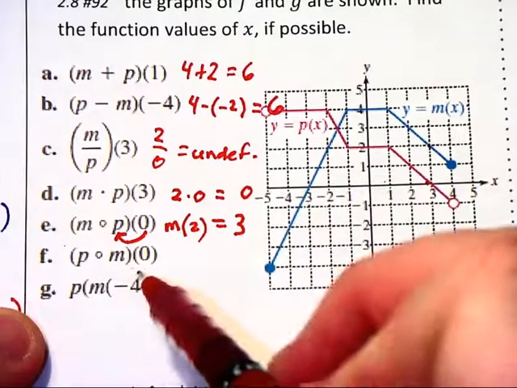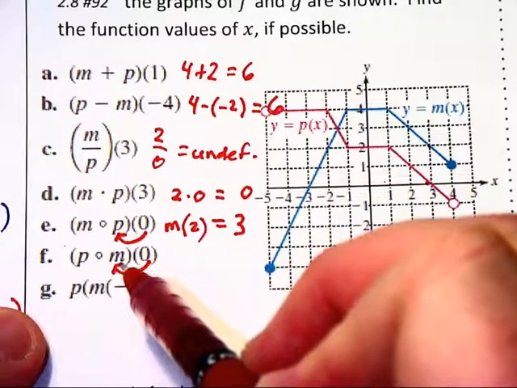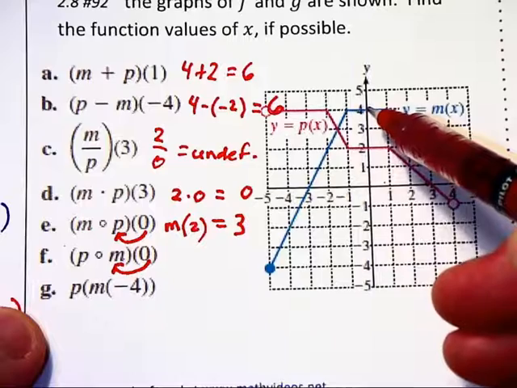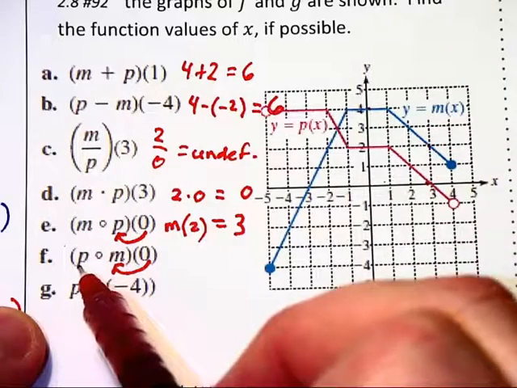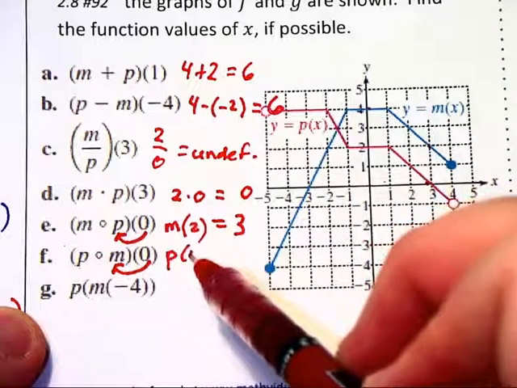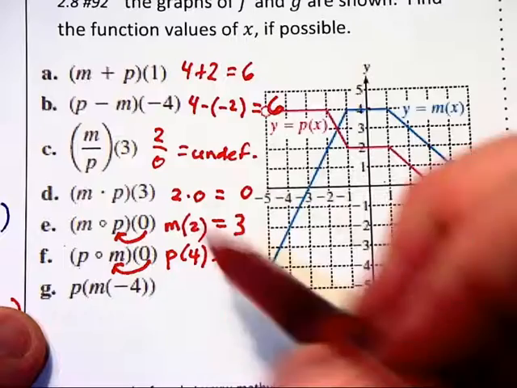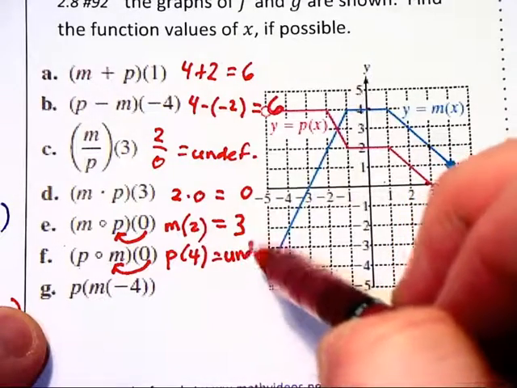Now in part F, 0 is going to get substituted into m first. 0 into function m gives us a height of 4. 4 then gets substituted into p. P of 4, okay, let's go to 4. P is down a unit, but there's an open circle there, so that's going to be undefined.